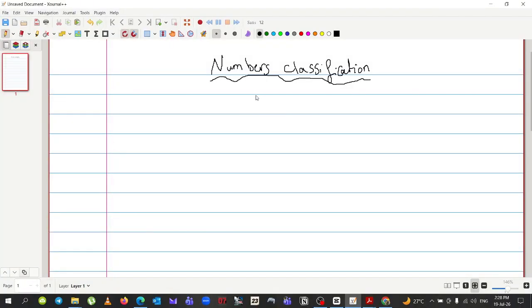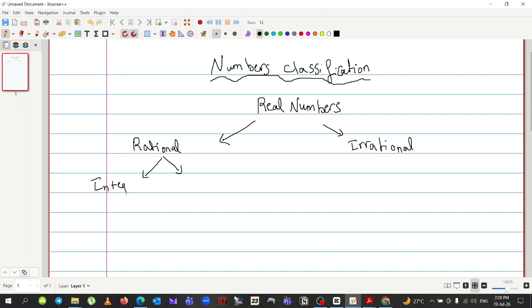Of course, there are types of numbers. Let's start with the real numbers. Real numbers are classified into rational and irrational numbers. Of course, the rational numbers involve the integers and non-integers.